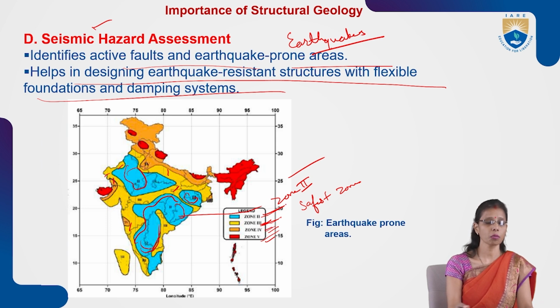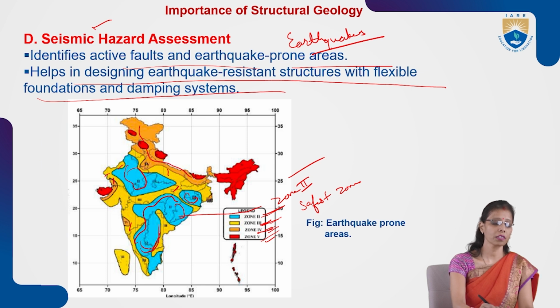Now if you talk about zone 4, zone 4 and zone 5 are the very vulnerable regions related to earthquakes. When you talk about zone 4, the total Himalayan regions come under zone 4.